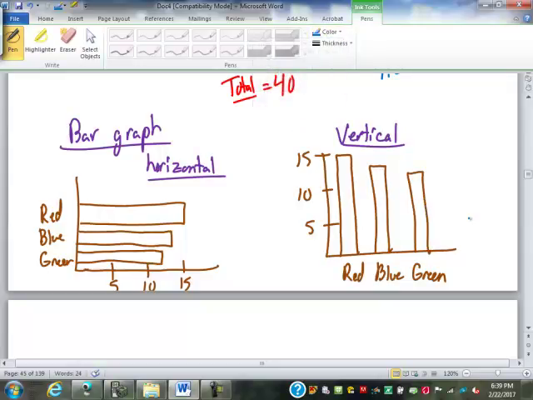Question for you. Does it matter what order I put these bars in? No. It doesn't matter at all. I could have put them in any order I wanted to because there is no logical order between the colors.